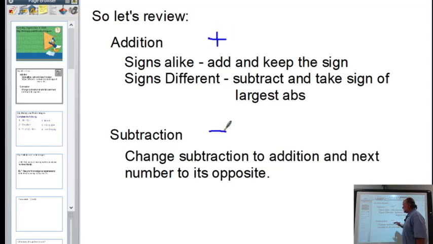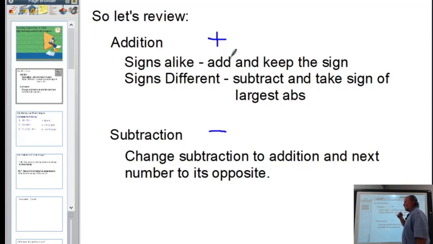Okay, so that's what we do if there's a plus in the middle of the problem. Now, what if there's a minus in the middle? Well, if there's a minus in the middle, we found out that we change it. That's what we did yesterday. We changed subtraction to addition and the next number to its opposite. And then once we've done that, it's now an addition problem, so we go back to the addition rules. Okay, so that's what we've got to remember.